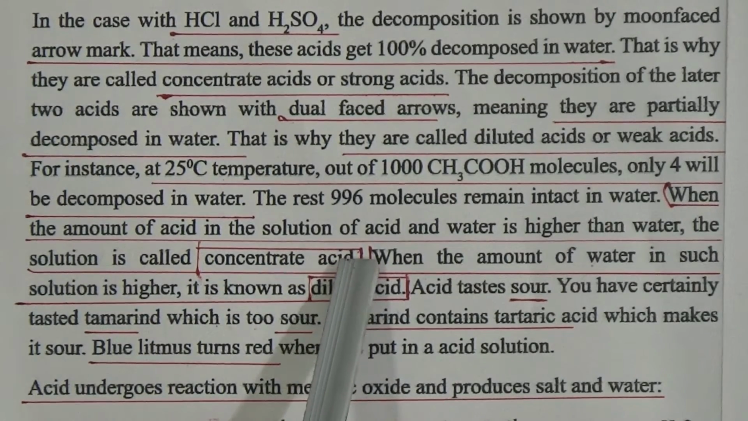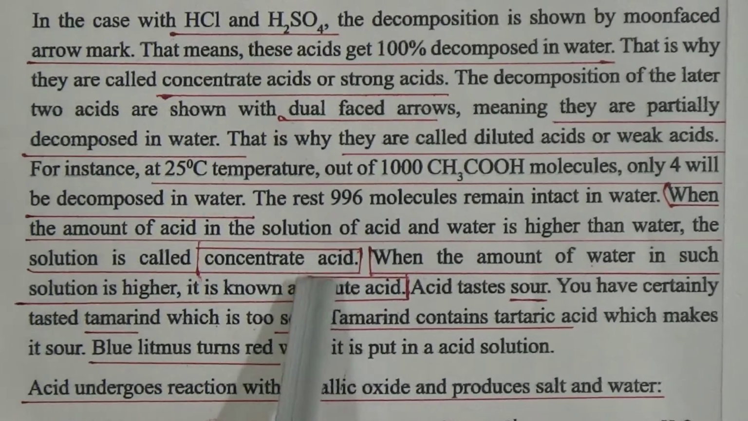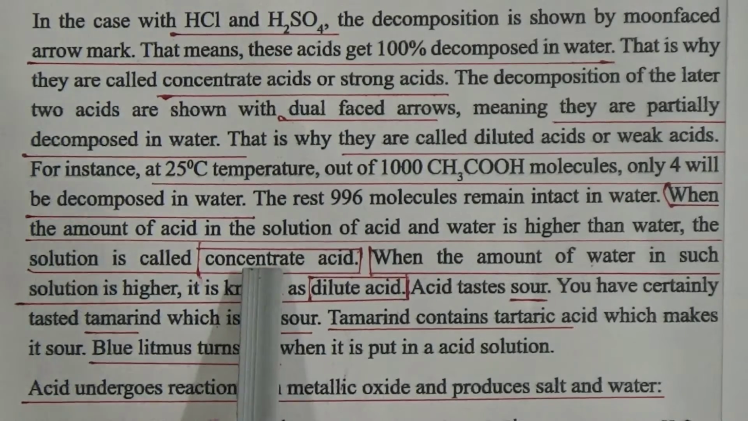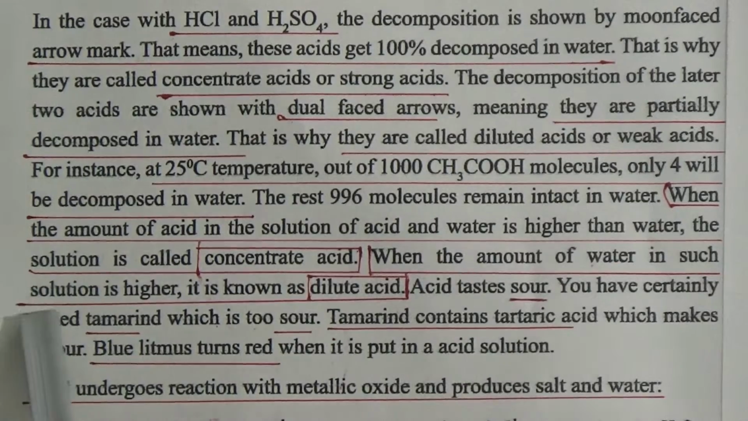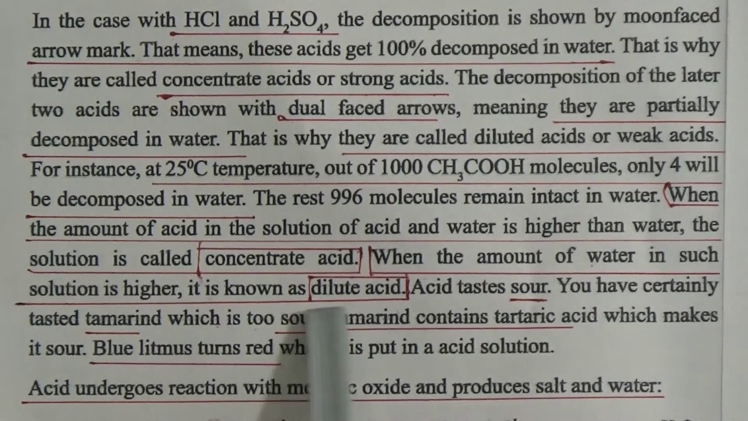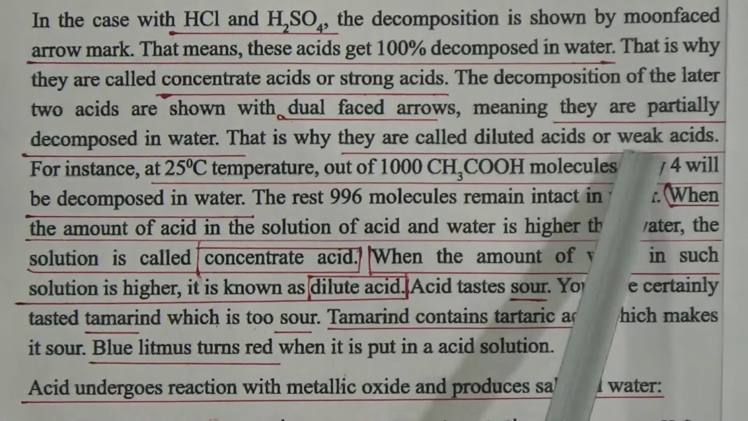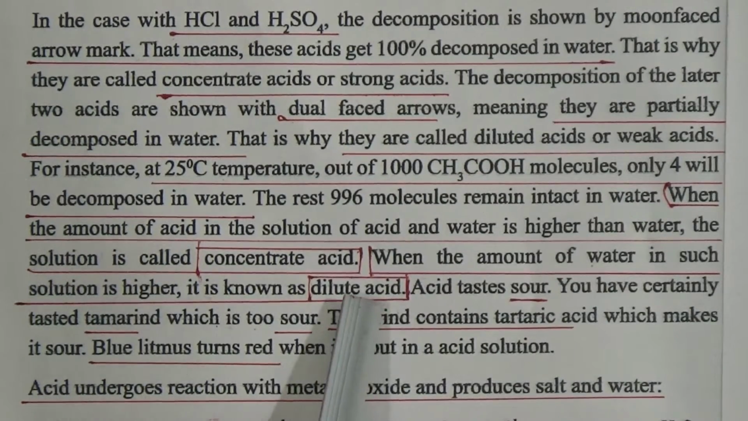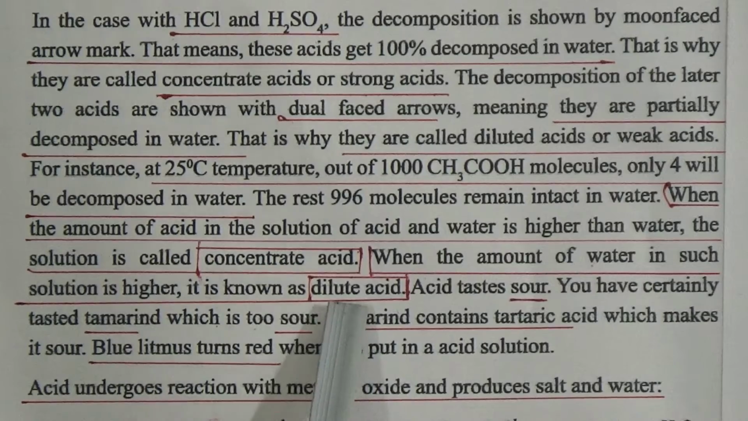That means where in the acid and water solution, acid molecules are more than water molecules, that solution is known as concentrated acid. And when the amount of water in such a solution is higher, that is known as dilute acid. Dear students, here this dilute acid is not weak acid. That means in this dilute acid, the portion of water is more than acid. That means water molecules are more than acid molecules in that solution.